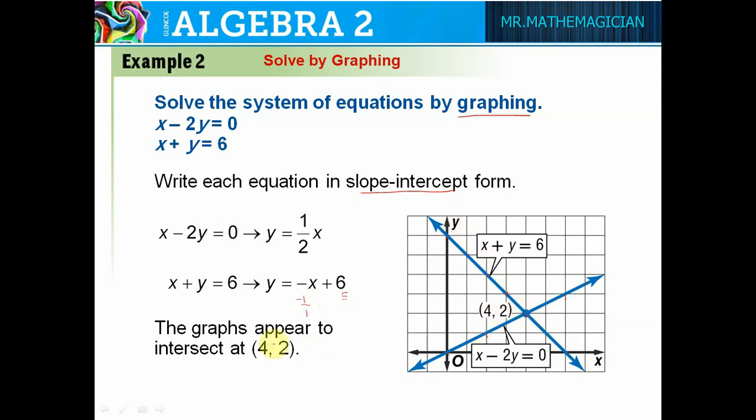Now it's clear that the two lines intersect exactly at the ordered pair (4, 2). So the solution is really (4, 2). How can you check the solution is okay? Substitute the 4 in the place of x and 2 in the place of y, and you can check that it equals 0 in the first equation and it equals 6 in the second equation. So your answer is okay.